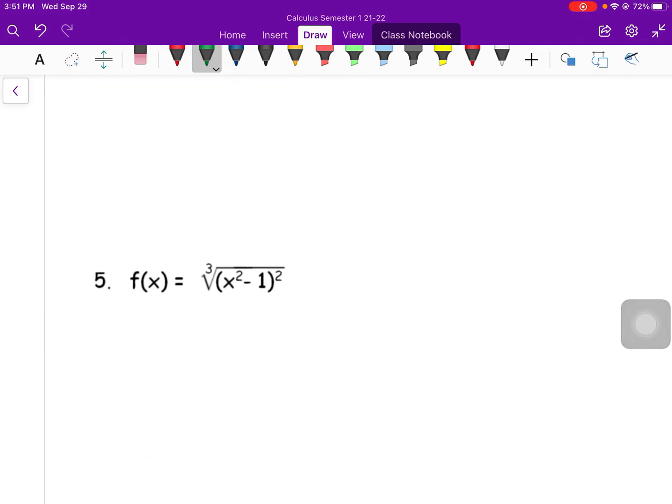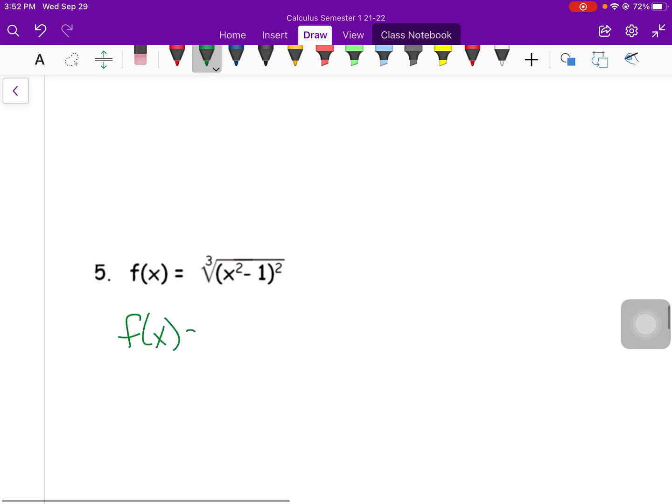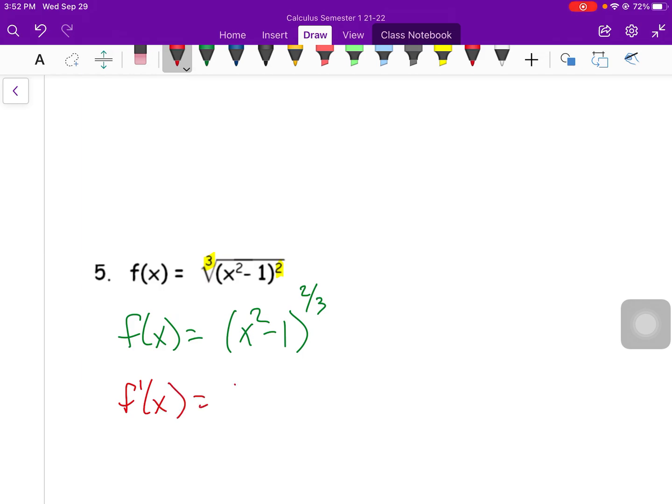For number 5 here, this is where they're going to start to get a little bit more intricate. First, rewrite. I have x squared minus 1 as my inside function. My outside, we have a power of 2/3. That 2/3 comes from this squared and that third root. The third root tells me that's where I get the 3 on the bottom. When I go to take f prime of x, I take the 2/3 out front, keep what's in the parentheses, and then subtract 1 from that exponent to get negative 1/3, times the derivative of the inside, which is going to be a 2x.